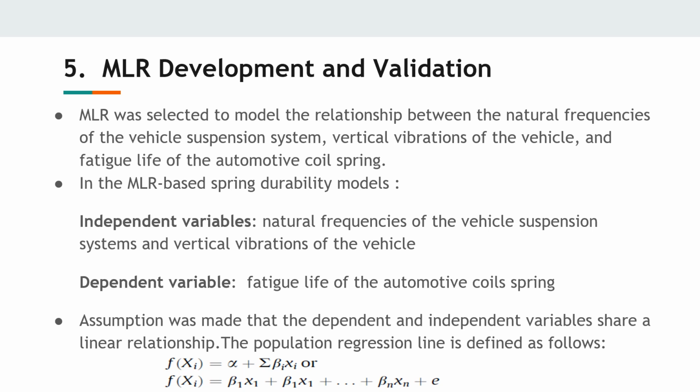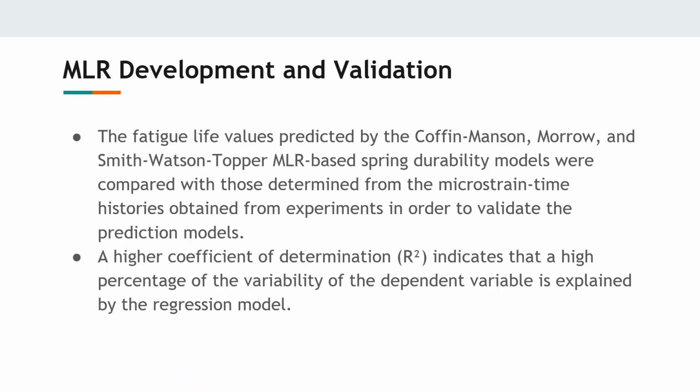It was assumed that there is a linear relationship between the dependent and the independent variables. The population regression is defined by the given equation where f of xi is the dependent variable and xi is the ith independent variable. The fatigue life values predicted by the Manson, Morrow, and the Smith-Watson-Topper models were compared with those determined from the experiments in order to validate the prediction models. A higher coefficient of determination, given by R square, indicates that a high percentage of the variability of the dependent variable is explained by the regression model.